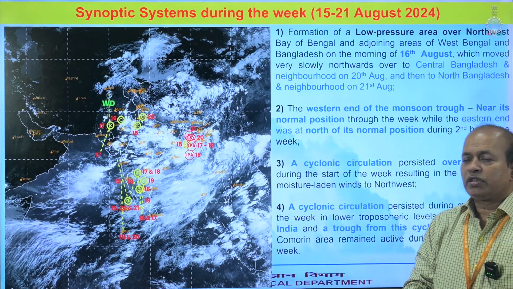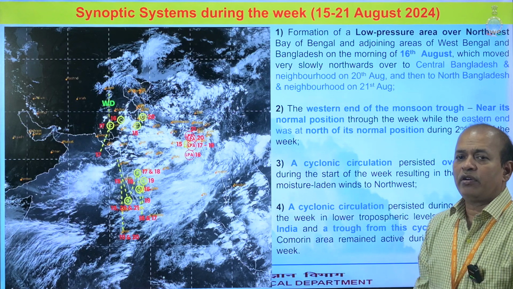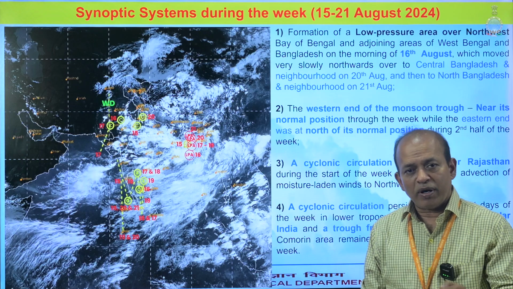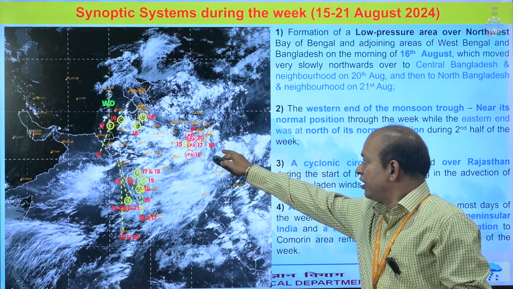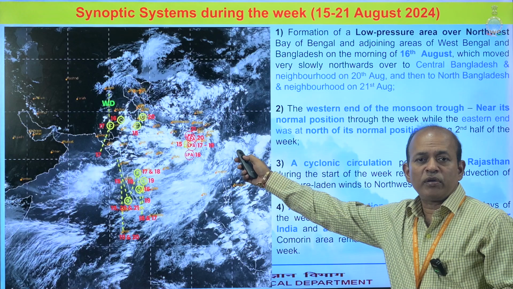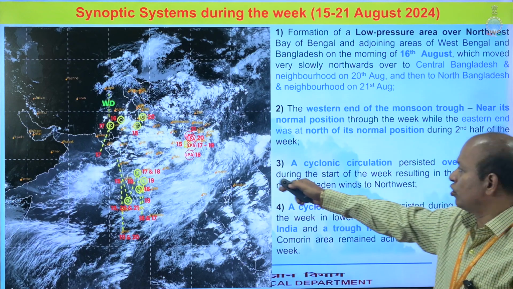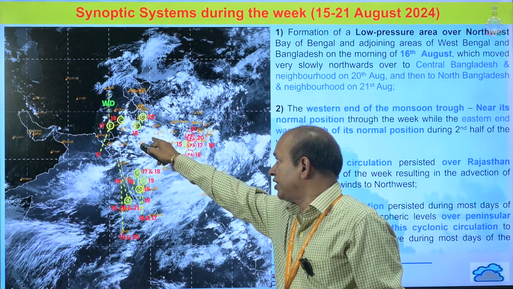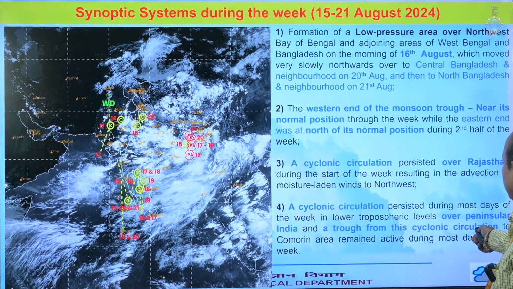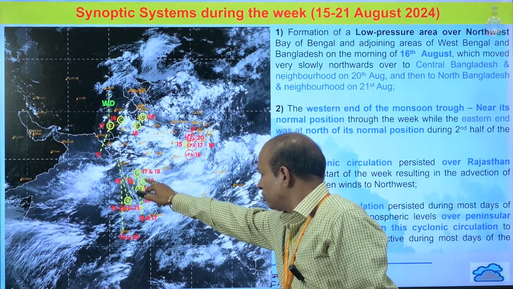So this monsoon trough, during the last week, had its western end towards northwest India in the normal position. However, the eastern end was slightly to the north of the normal position because of the low pressure area. Then the cyclonic circulation also over northwest India, over the Rajasthan region, you can see on many days during the week. And another cyclonic circulation over peninsular India associated with a north-south trough.